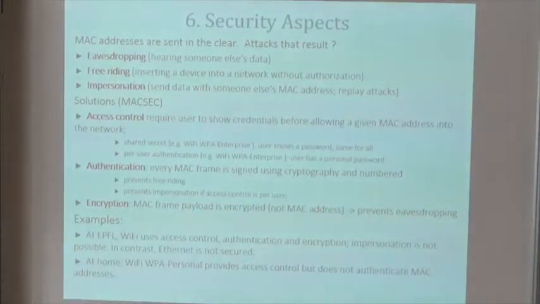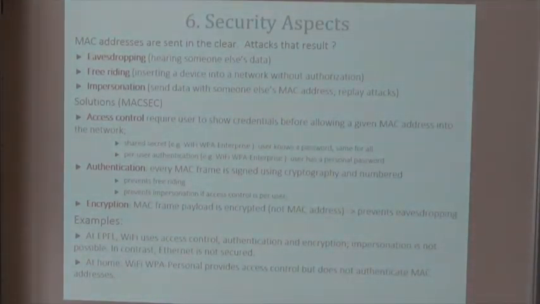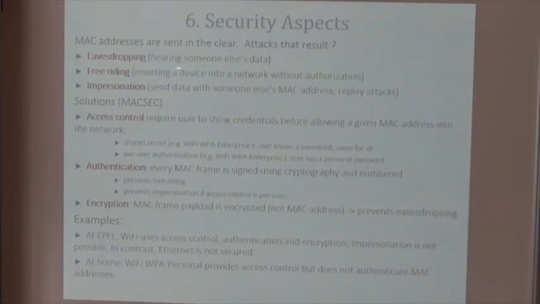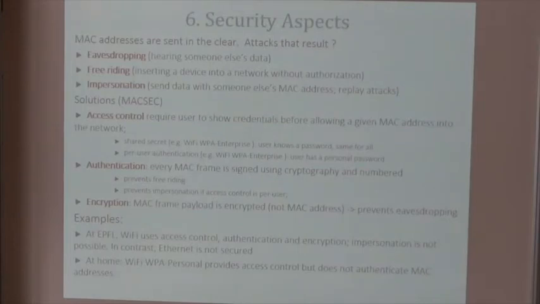The last thing we haven't discussed yet about the MAC layer is the security aspects. MAC addresses are in principle sent in the clear, which gives a lot of possibilities for attackers to do things like hearing someone else's data, to sniff and obtain intelligence about what other people are doing. This is perhaps the most important problem if you connect to a public hotspot and all the data you send are in the clear and available to everyone. What should you do in such a case?